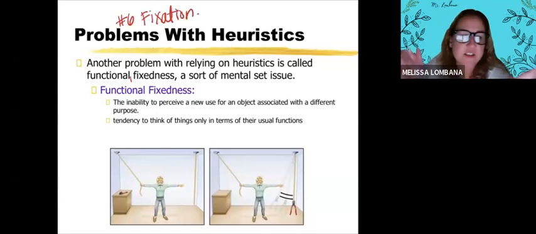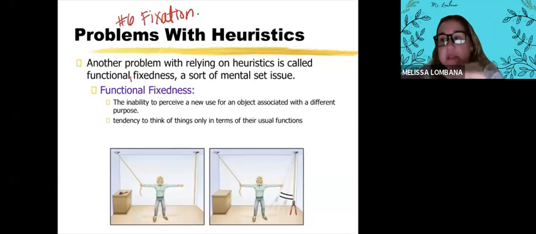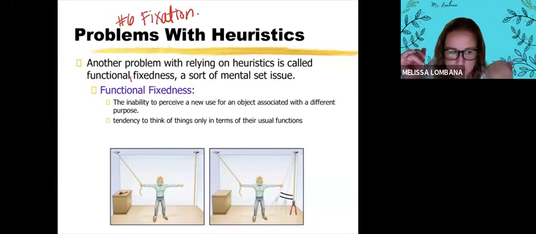Okay. And fixation is basically your inability to see a problem from a new perspective. Okay. This is definitely a fixed mindset. So fixation is that inability to see a problem from a new perspective. Okay. And you basically just fix yourself on one solution and that's it, right? Definitely a fixed mindset.